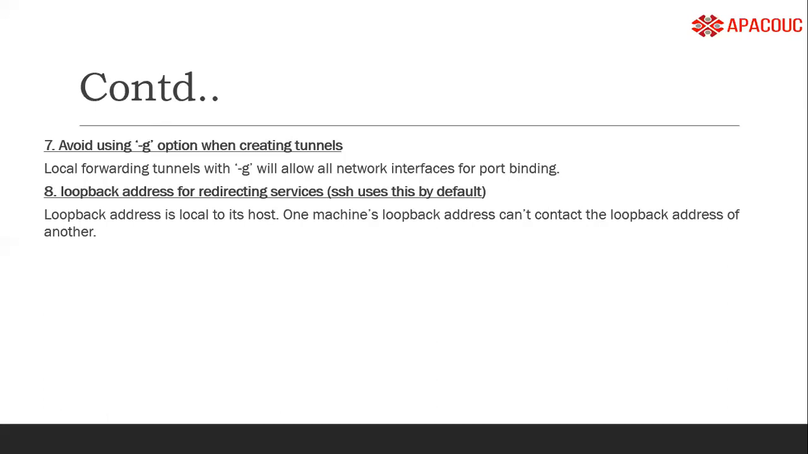The recommended one, or the default one, is the mapping that has to be done to the loopback address. So the loopback address is actually local to the host itself. And once we have one machine's loopback address, it can never contact the loopback address of another machine. So whenever we create an SSH tunnel, it is important that we map it to the loopback address and not all the network interfaces.